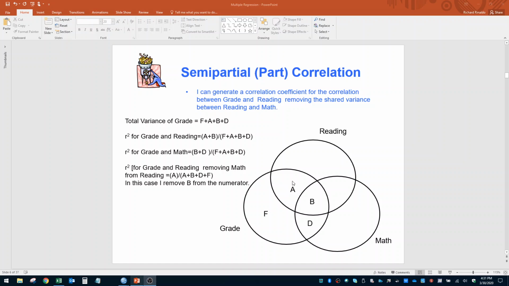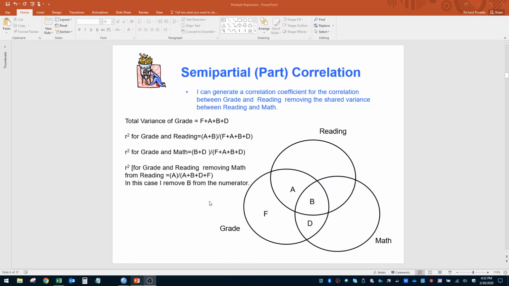The A represents that element of reading that uniquely predicts grade. So that is only reading. That's the variance for reading that is uniquely shared with grade. Similarly, D is the unique variance for math that is shared with grade. The B, which is the overlap of the 3 circles, when I look at it from the perspective of reading, is that part of reading that is shared with grade, but is also shared with math. Conversely, for math and grade, B is that part of math that is shared with grade, but overlaps with reading. So I look at it 2 ways.